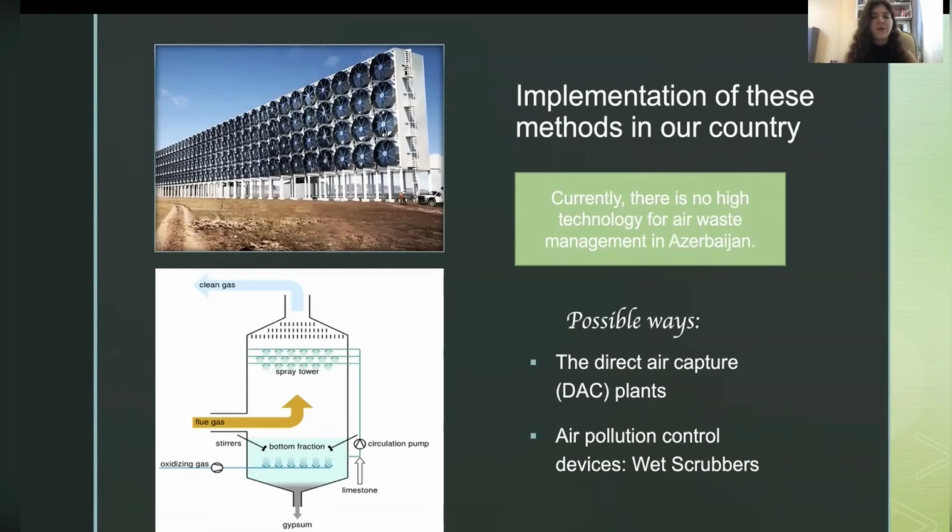Hello everyone, I'm Ataj and I'm going to talk about the implementation of these new methods in our country and the challenges we may face during implementation.